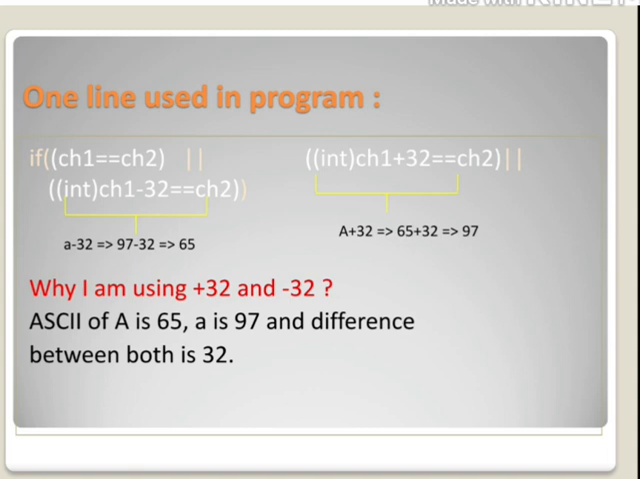In the same way, I'm checking another condition. If the first letter is small, another one is capital, then what happens? In the same way, small a minus 32 means 97 minus 32. It provides us 65, meaning we are matching small a with capital A. And in the second condition, we are matching capital A with small a. And in the first condition, we are matching capital A with capital A or small a with small a. That's why I'm taking three different conditions.